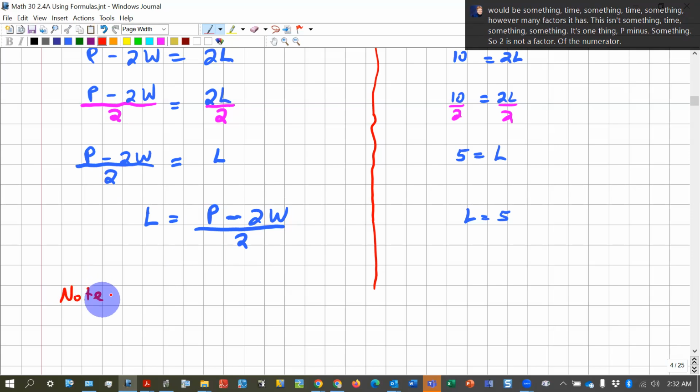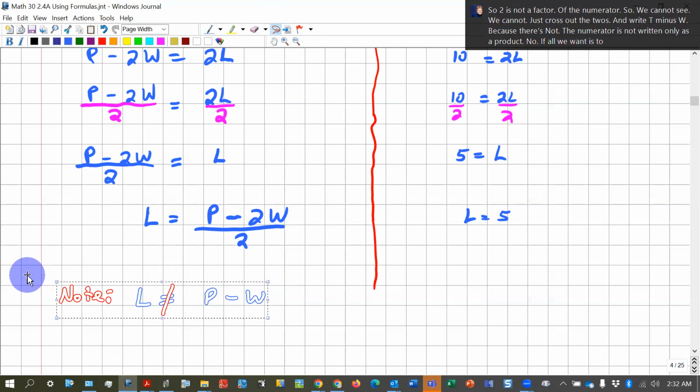So we cannot just cross out the 2's and write P minus W, because the numerator is not written only as a product. Now, if all we want is to get L, that variable by itself, we're done.